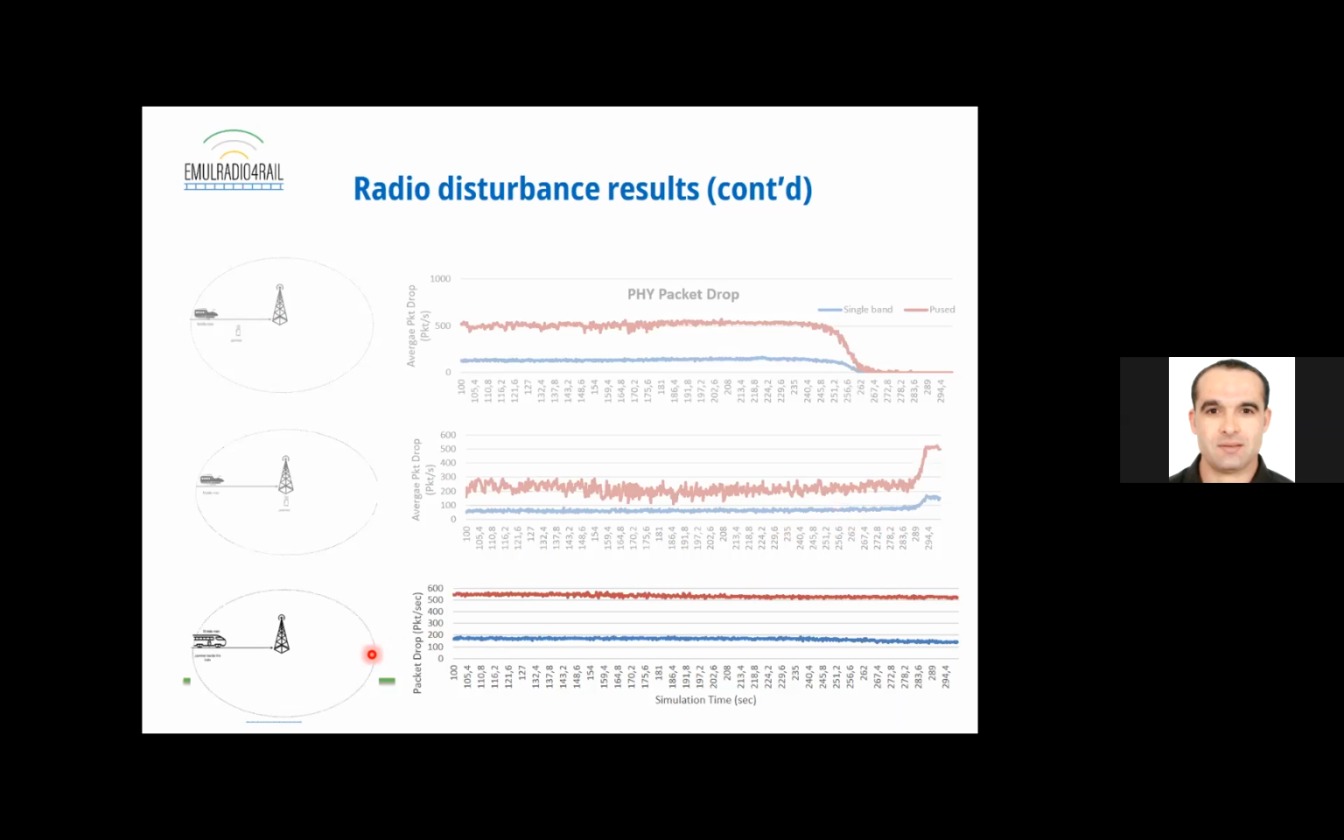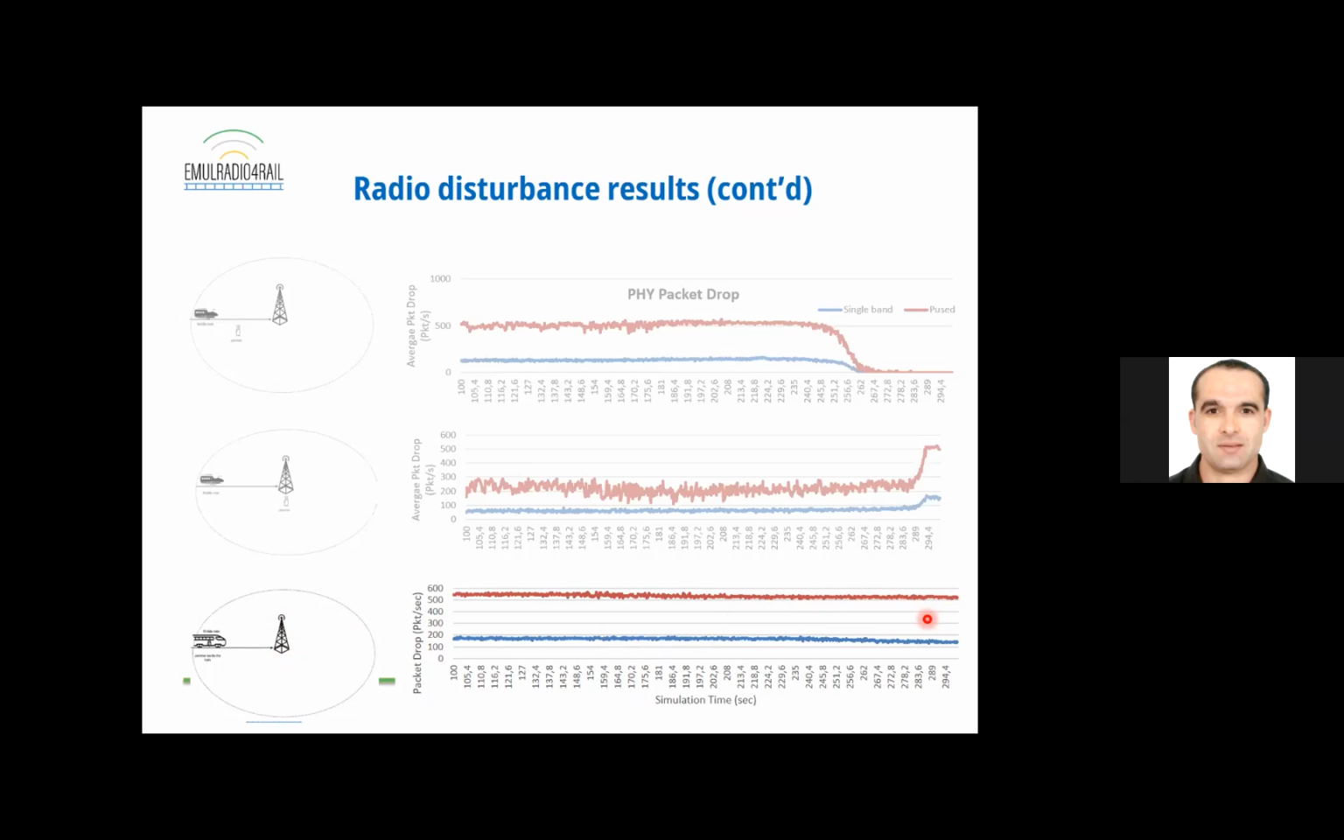As a third test, we put the jammer inside the train, and the train is still moving from the edge to the center of the cell. And here we can show that the average packet drop remains stable during the train trajectory. And we have a really little decrease when the train approached the eNodeB at the end.